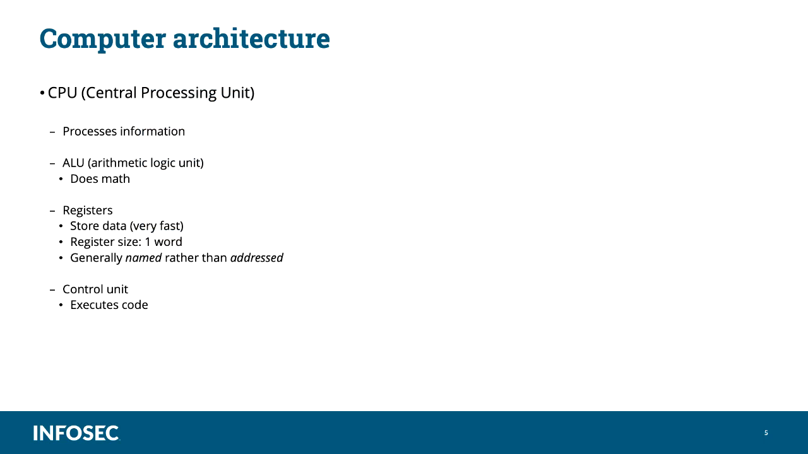So the CPU, or the central processing unit, has several main subcomponents. First and foremost, it processes information. Inside of there, it's also got an ALU, or an arithmetic logic unit. It's responsible for handling the math that the computer is asked to do. Inside of it, it's got registers, which also store data. And here, these are very fast. The register sizes are one word, and they're generally named rather than addressed. So while memory has addresses to access data, the registers inside of a CPU are generally named. And then the actual control unit, which is responsible for executing code.